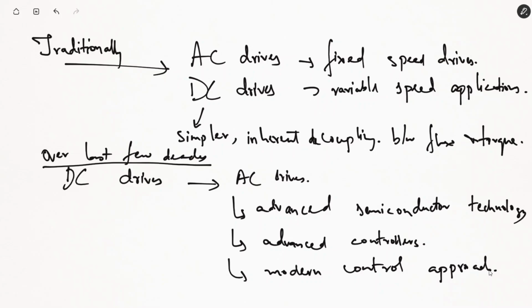Because in the 1960s and 70s, we can say that DC drives were more dominant and they were preferred in variable speed applications because speed control was simpler, whereas there was an inherent decoupling between flux and torque. So AC drives did not find much use as compared to DC drives. But over the last few decades, there has been a shift from DC drives to AC drives, and this shift has taken place because of advanced semiconductor technology, advanced controllers, modern control approach, and the inherent advantage of AC machines.